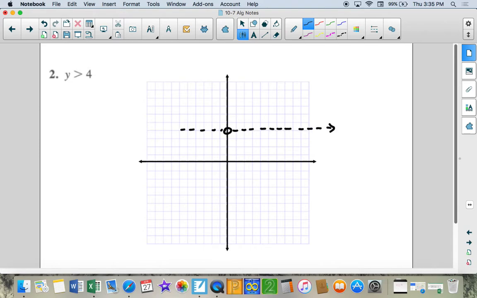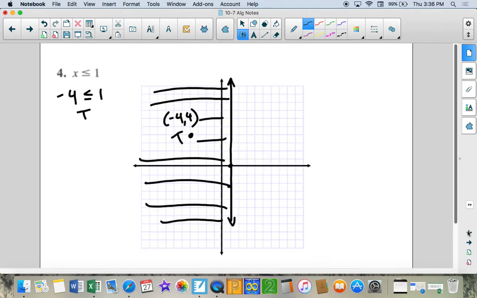Can anybody tell me why that is? What's the one thing that's different this time? Notice it doesn't have an equal sign. So if I took that point right here, 0, 4, and I plug the 4 in, is 4 greater than 4? No, that would be a false value. Hence why it's open. It's an open circle. So this is still the boundary between true and false, but this time the boundary line is going to be false. The boundary line is true only when it's equal to it.